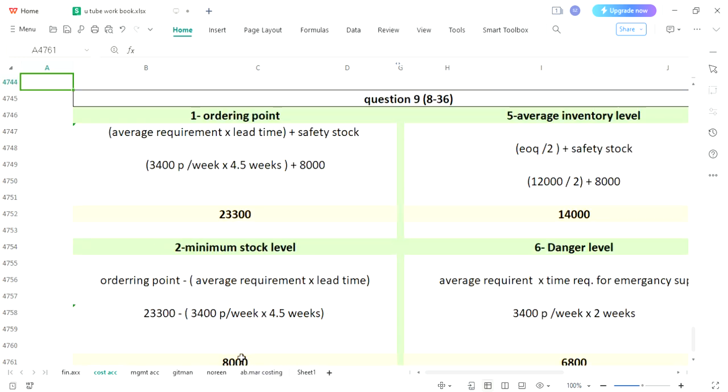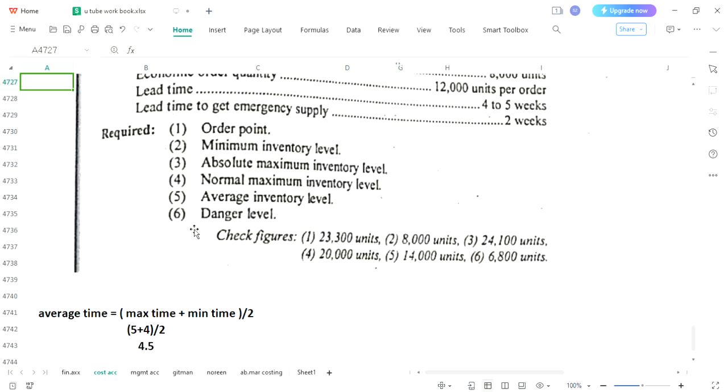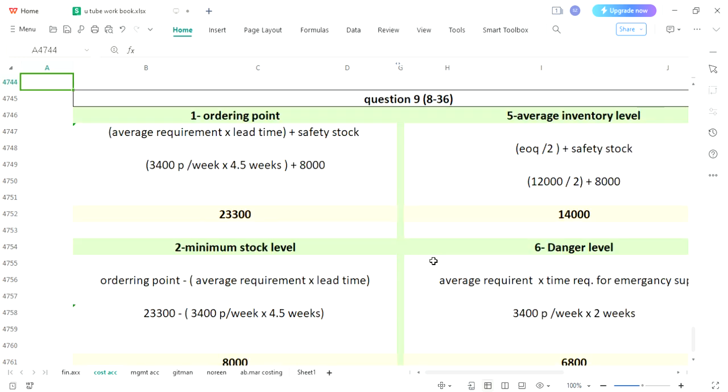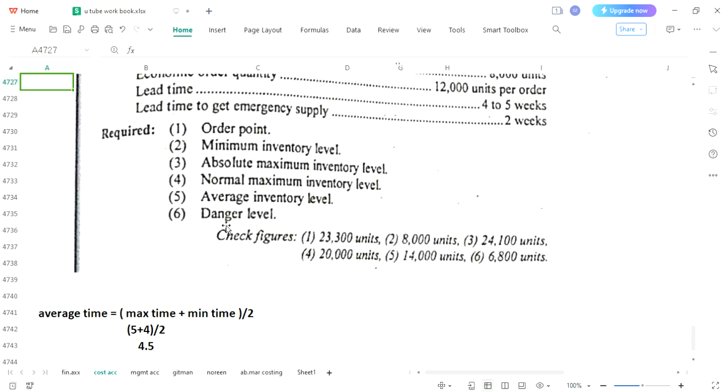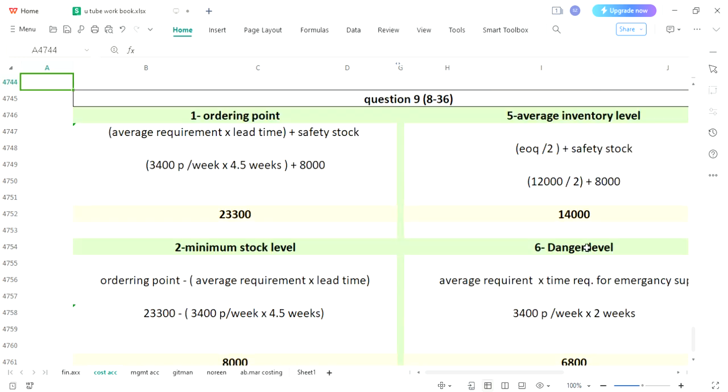4 answers we have reviewed. Fifth answer was average 14,000. Here your fifth answer 14,000, and then last, danger level 6,800. Within few seconds, I think 10 to 15 seconds we have taken to review, but just 15 seconds is the price with which you will come to know that if anything has been left. Our question review has been completed.